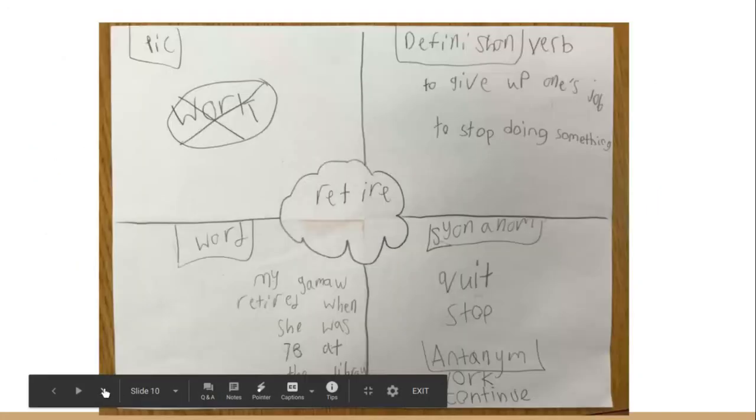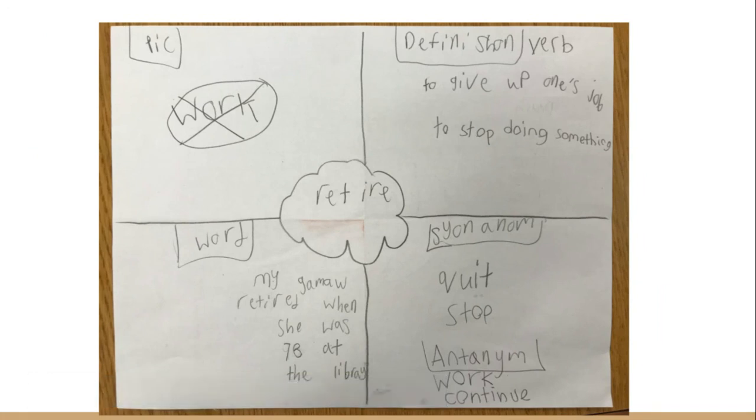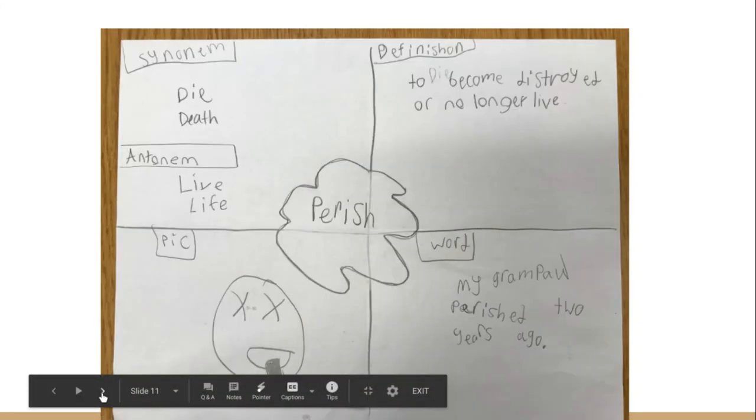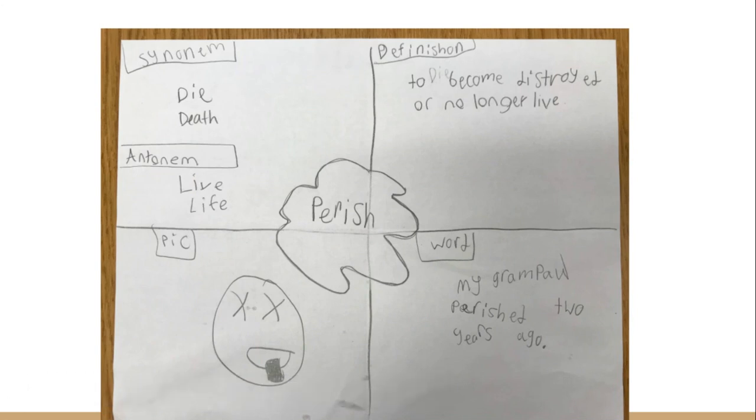So here's a student exemplar of a Foursquare. You can see that the student's done the picture, the definition, the synonyms and antonyms, and used it in a sentence. This is a really good example of a Foursquare. Then we have the word parish. Again, in the Foursquare, you can see that they've done all 4 squares. It does not have to be in a specific order as long as they are doing all 4 parts of the worksheet.